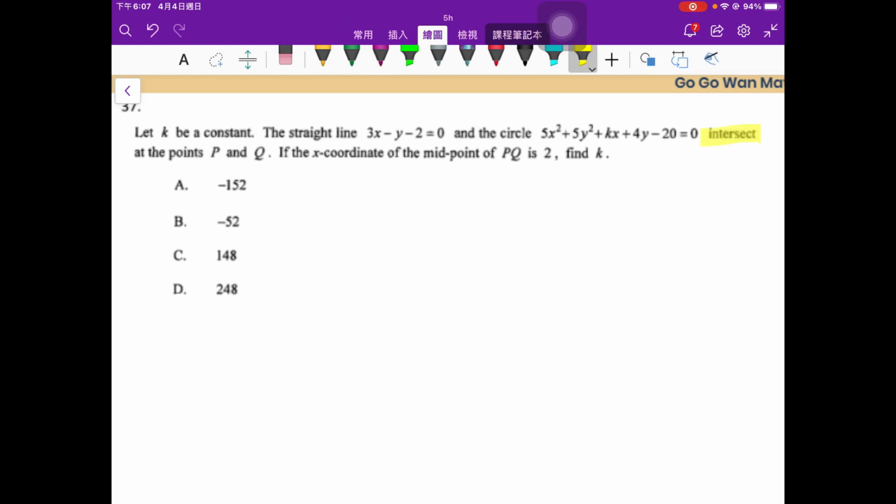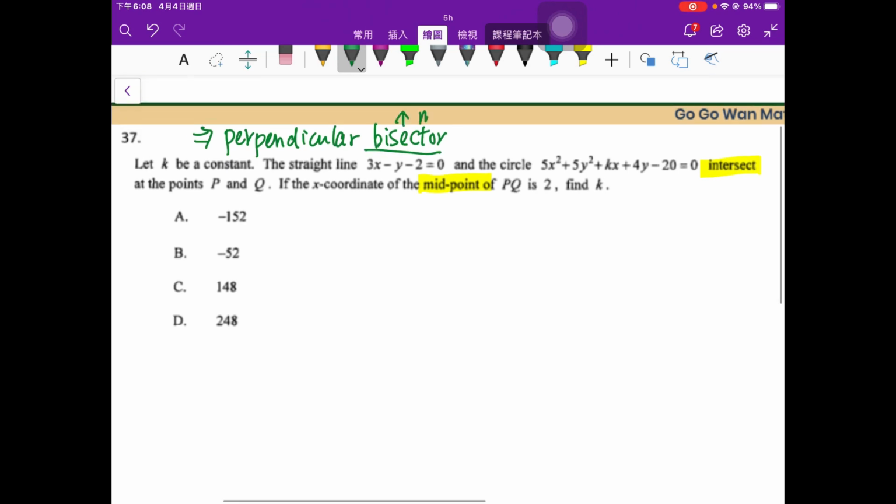We highlight two keywords: intercept, midpoint. That means the question is about perpendicular bisector. Bisector means midpoint. Perpendicular means slope. Slope 1 times slope 2 equals -1.